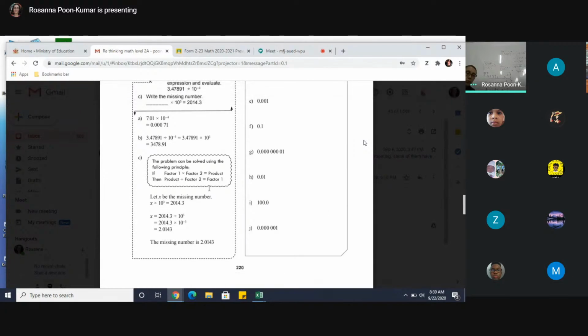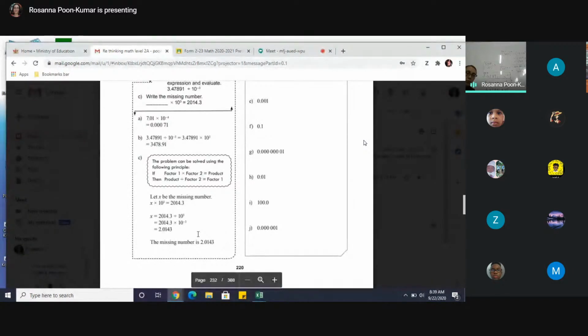Okay? So they tell you, for example, write 2014.3 in standard form. So what do you do? You go to put the point between the 2.0143. Is that clear? And now, if I have to bring it back to 2014, I must multiply by 1, 2, 3, move it 3.